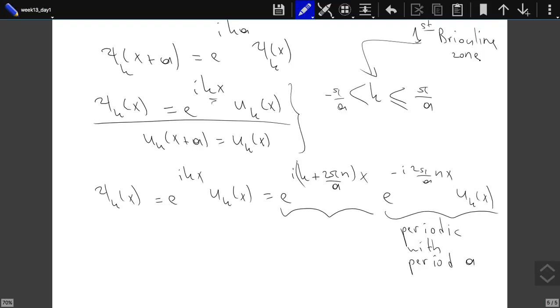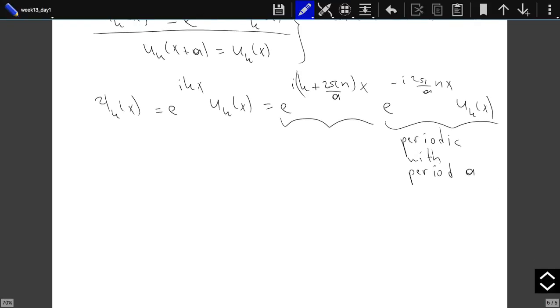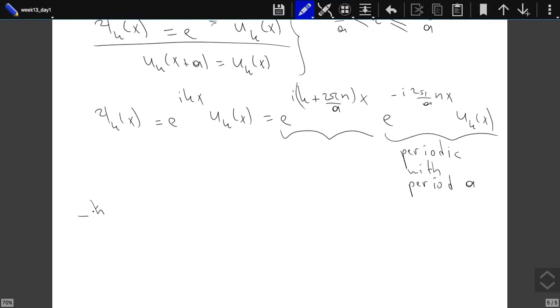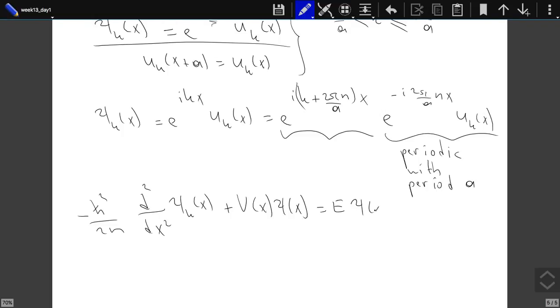Now let's try to find an equation that u satisfies. What is the equation of u? We know that psi satisfies this equation: minus h bar squared over 2m d squared by dx squared psi k of x plus V of x psi of x is equal to E times psi of x. Now let's take the derivatives of psi. This is equal to i k e to the power i k x times u k of x plus e to the power i k x times du by dx.